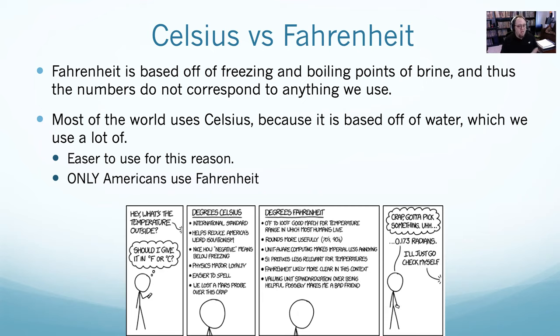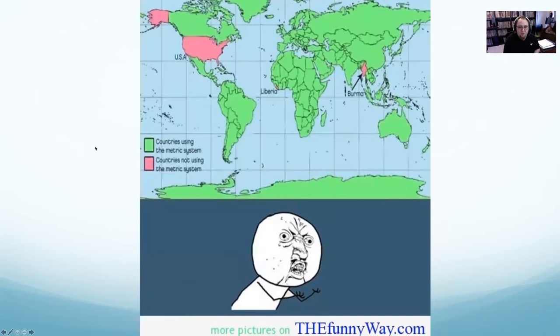Most of the world, though, does not use Fahrenheit. Most of the world uses Celsius, which is based off water. And water, very important for life, and there's a lot of it on the planet. Water is kind of important. It's based off the idea that 0 degrees is when water freezes, and 100 degrees is when water boils. We are going to mostly work in Celsius. And in this class, we're going to always use Celsius, actually. Well, not always. We'll get back to why not always in a second.